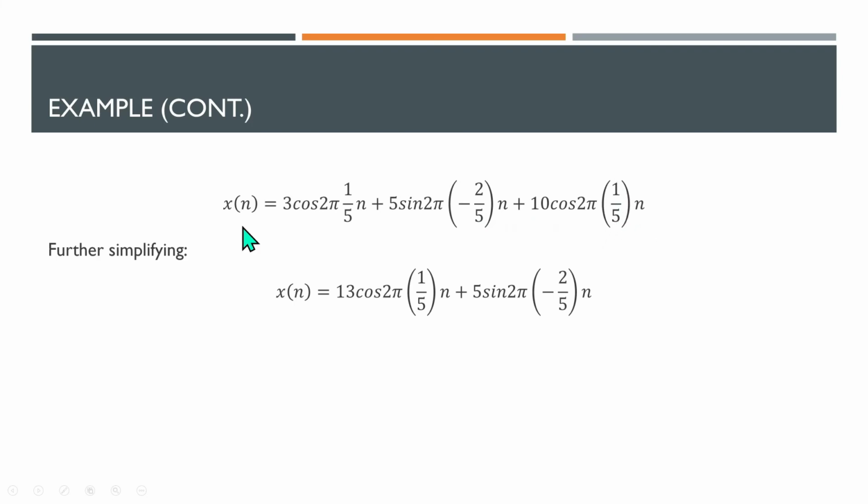To simplify x of n, we can combine the first and the third terms since they are similar. That is now equal to 13 times cosine of 2 pi 1 over 5n. And we're going to add this term, so we have plus 5 times sine 2 pi times negative 2 over 5n.